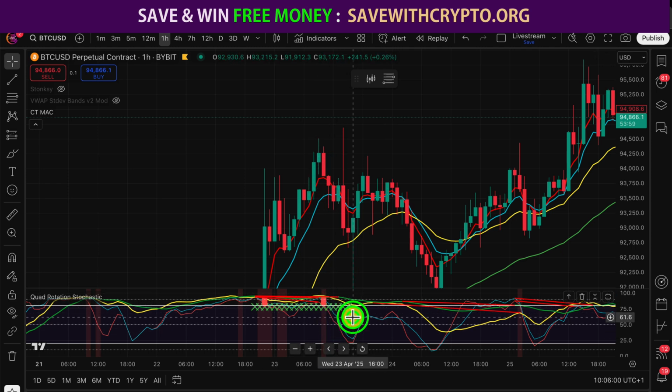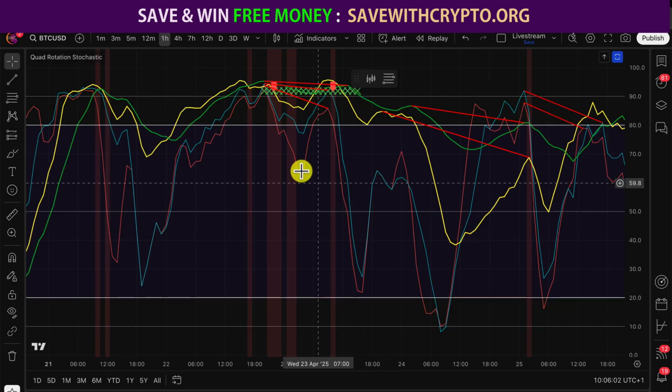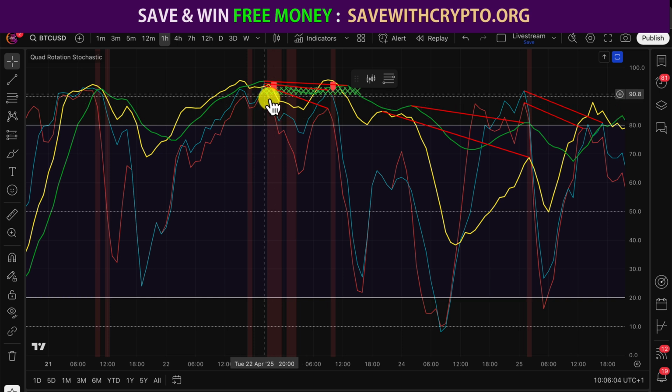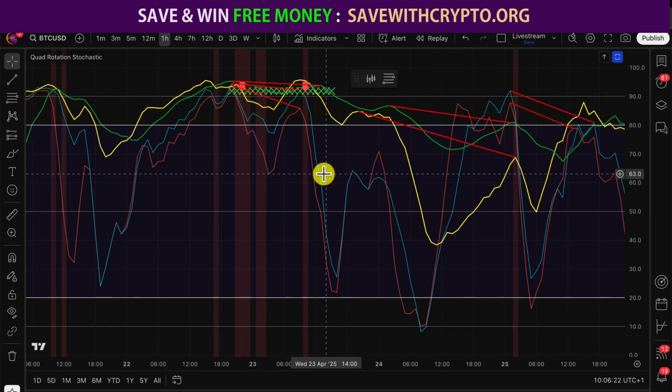Let me just expand this to make it more obvious. So what you've got here is these green crosses and these red arrows pointing down. Then you've got the red background there, and then you've got the red lines there. There's quite a lot there, isn't there? I'm going to cover this in a separate video at some point this week.